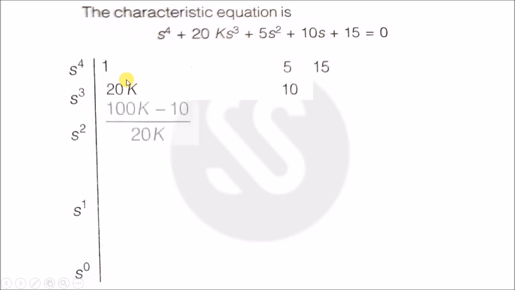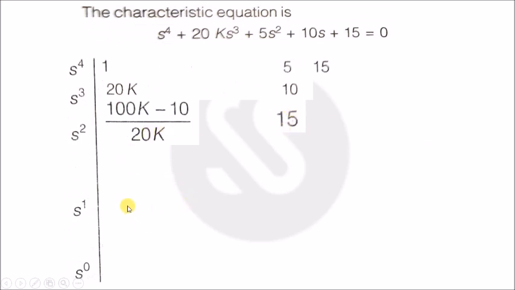So this indicates (100k minus 10) divided by 20k, because 20k into 5 will be 100k, 1 into 10 will be 10, and divided by this value, which is 20k. And to find this value: 20k into 15 minus 1 into 0 is 0, divided by 20k. So ultimately this value will copy here, that is nothing but 15.